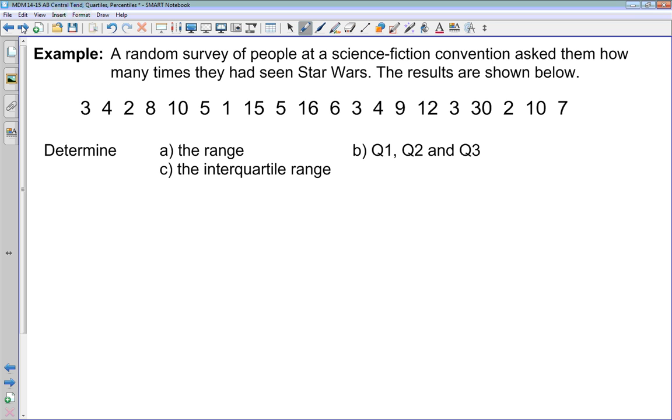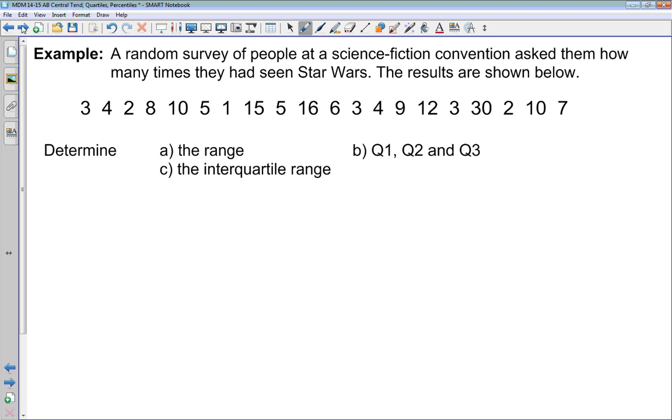So they asked a bunch of people. These are the answers that they got: 3, 4, 2, 8, etc. From this, we want to determine the range, the quartile boundaries, Q1, Q2, and Q3, and the interquartile range.